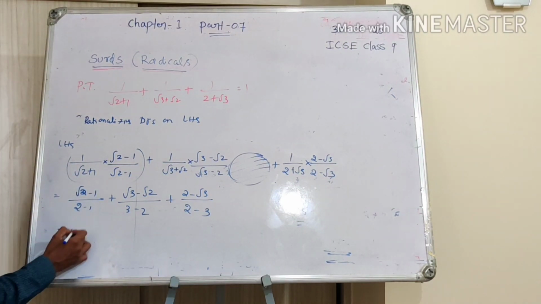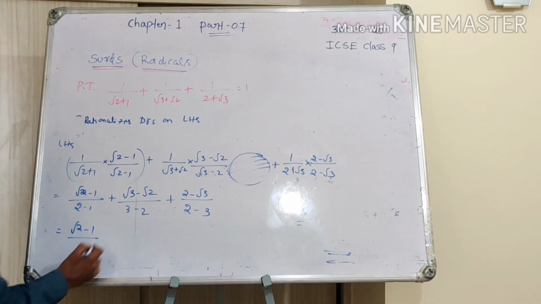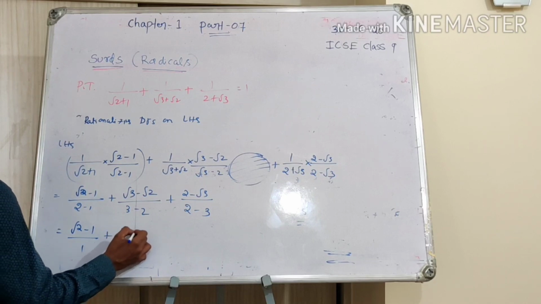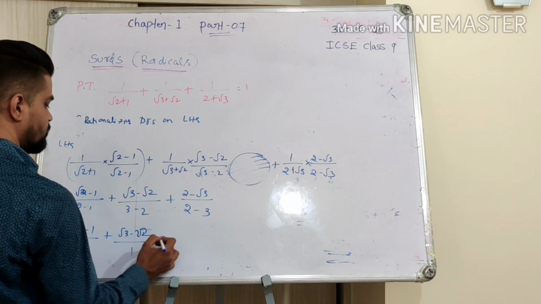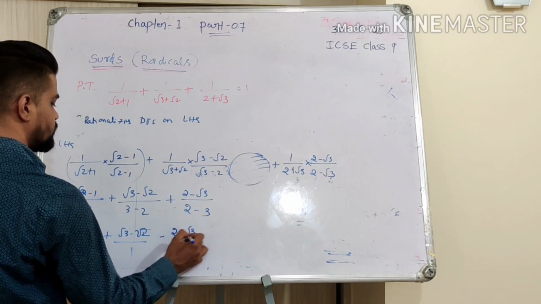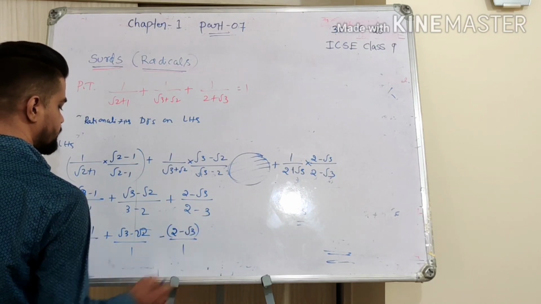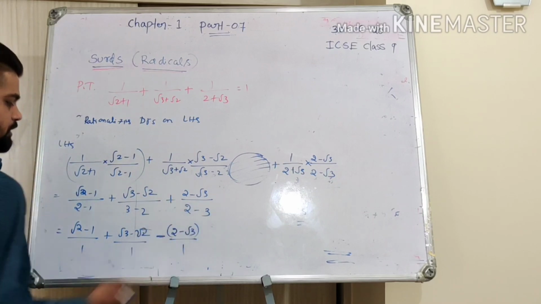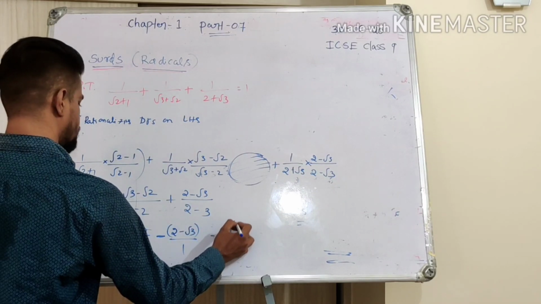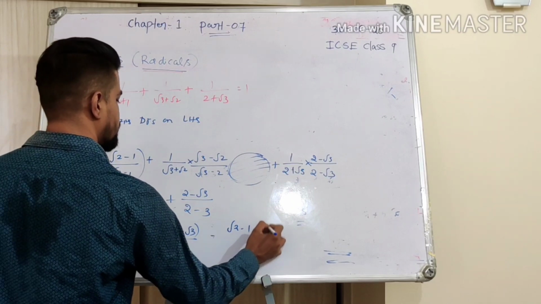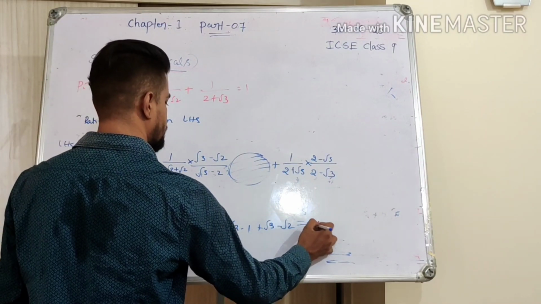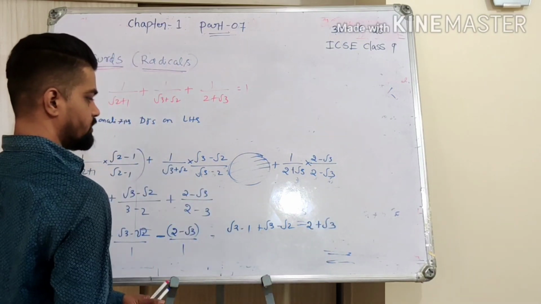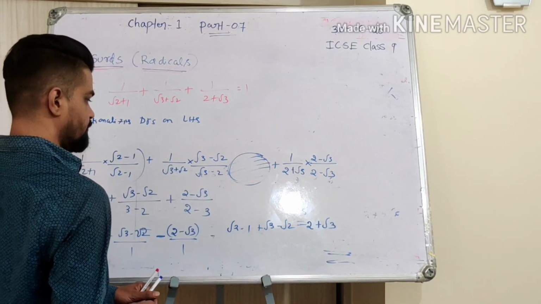So we end up with again root 2 minus 1 divided by 1 it is, and this is root 3 minus root 2 divided by 1, and this is minus 1, so it will become minus 2 root 3 divided by 1. So I am making it minus here only because it becomes minus 1. So we end up with again what is it, root 2 minus 1 plus root 3 minus root 2 minus 2 plus root 3. So what will cancel here?